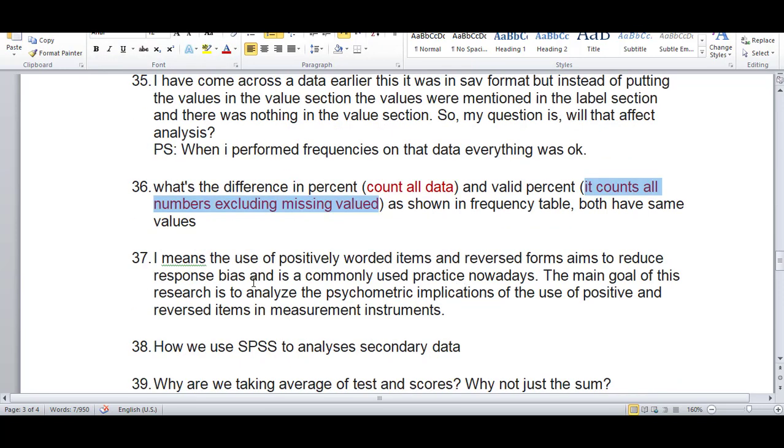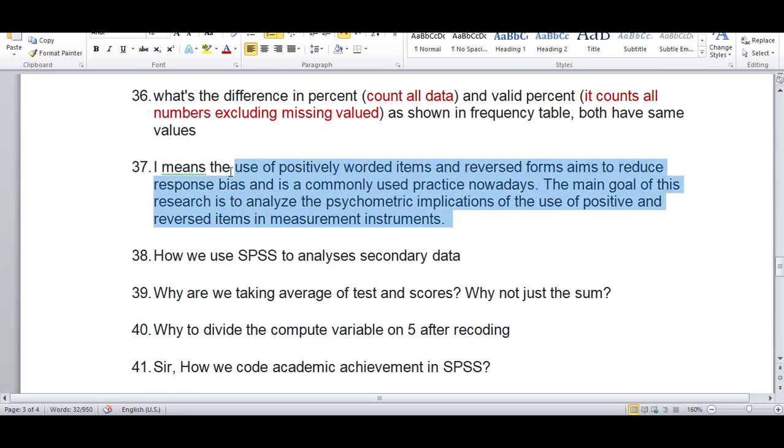37, I mean the use of positively ordered items, reversing the item, reduces response bias, and is commonly used in practice. The main goal of this research is to analyze positive and reverse items. Okay, this is the comment, and I also explained the above question.